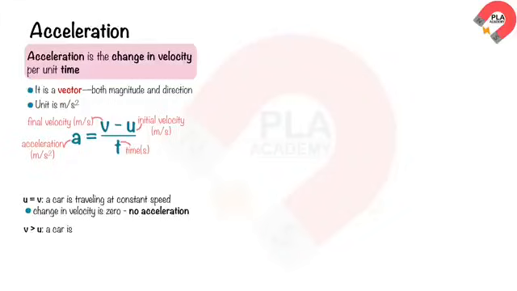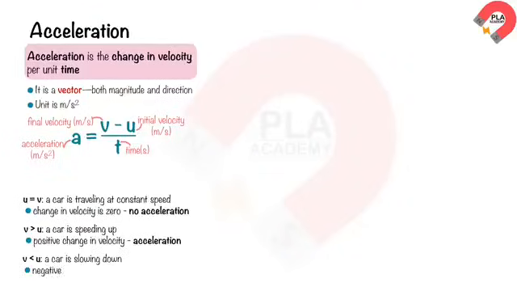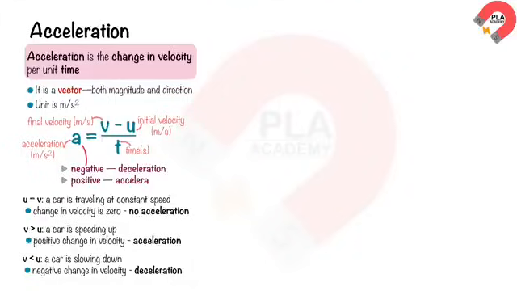When v is more than u, it indicates the car is speeding up. This positive change in velocity is called acceleration. When v is less than u, it indicates the car is slowing down. This negative change in velocity is called deceleration. If an object decelerates, we must put the negative sign into this equation, and positive if it accelerates.